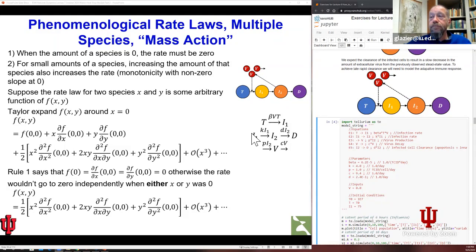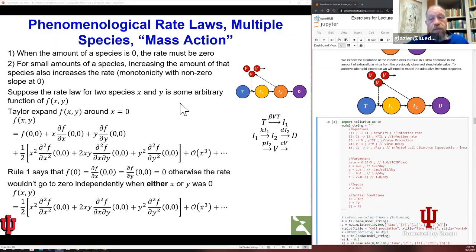Okay. Now, that applies fine for these simple transformations. I1 goes to I2, I2 goes to D, V dies, I2 is producing virus, all of those. In the case T goes to I1, it's a function of 2 variables. And if we'd written T plus V goes to I1, it would be clearer.